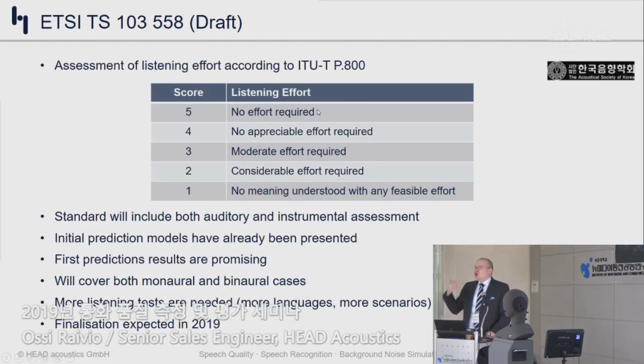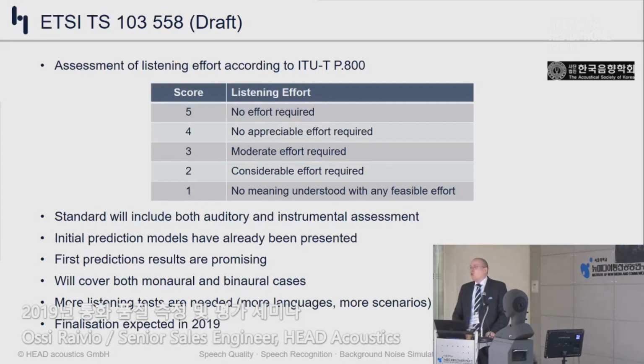5 means no effort required. So when you're listening to the speech, you can understand it without putting any effort into it. You don't have to strain to listen to it. 4 means you have to concentrate, but it's not much of an effort. So 5 is really no effort needed. 4 means you need to concentrate, but it's not tiring you over time. 3 means moderate effort is needed. 2 means considerable effort is needed.